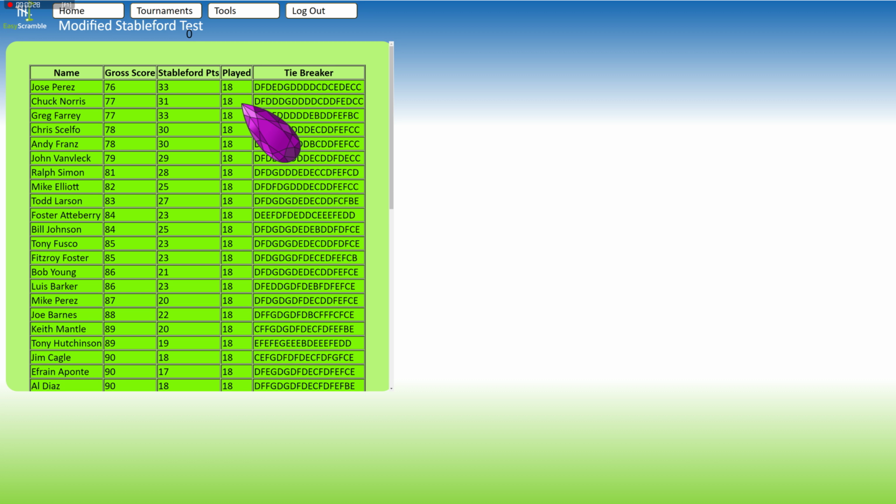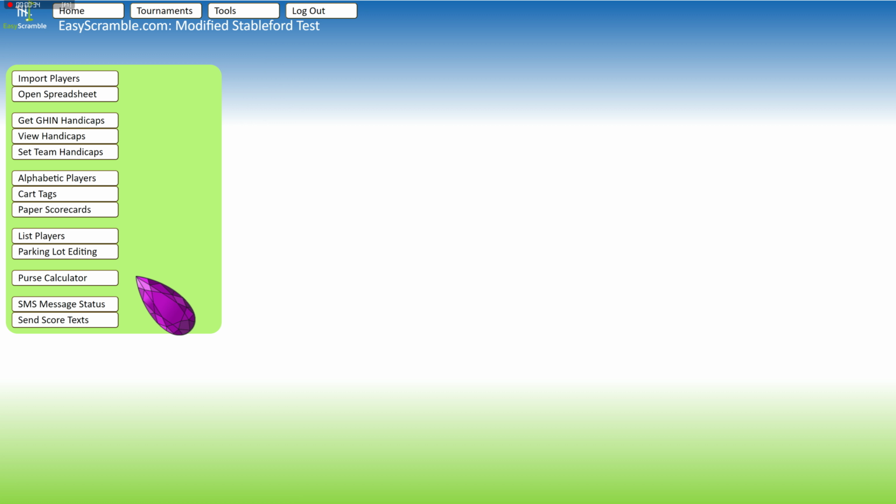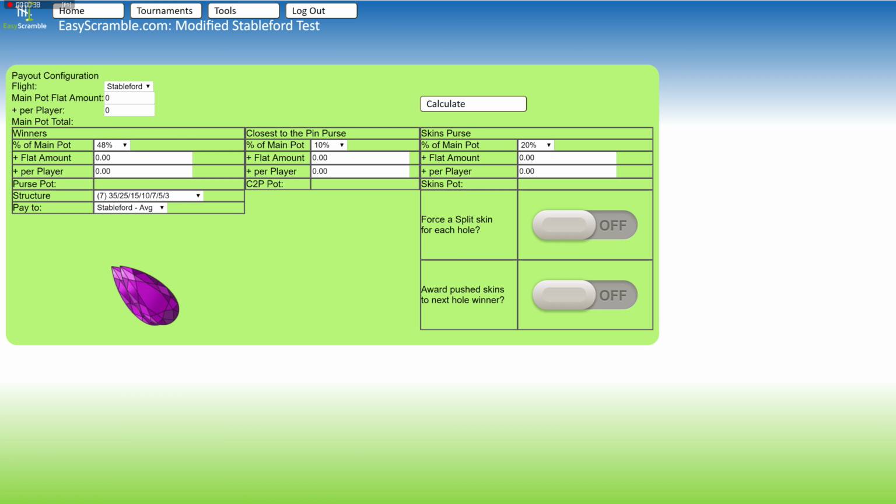I'm using my largest cursor, so hopefully this will be easy for you to follow where I'm clicking. I'm coming up to Tools, and I'm going to Purse Calculator. Now it's a slightly intimidating looking page. There's a lot of configuration options, so I'll go through them. It's really not that difficult. I'll go one section at a time.